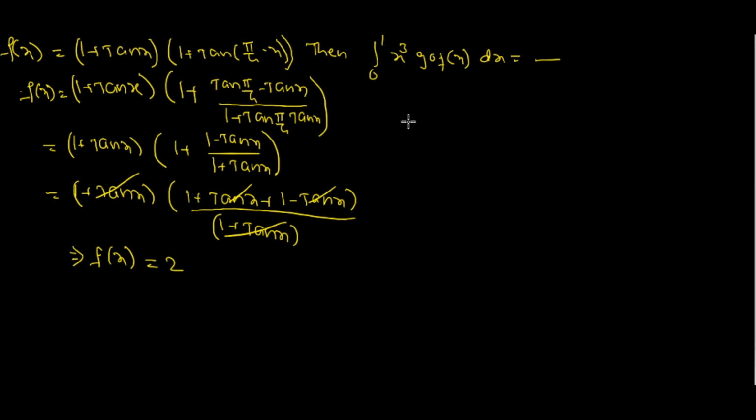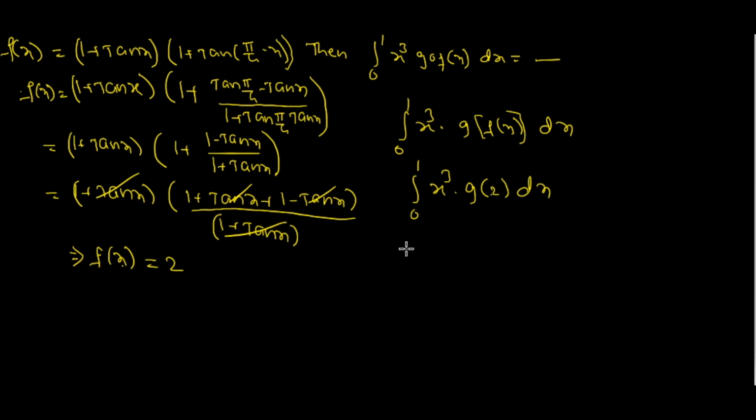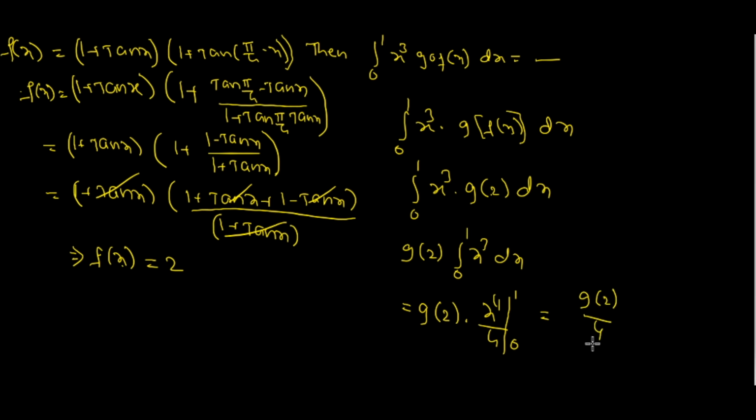So now we find the value of integration of 0 to 1 x cube into g circle f of x, written as g of f of x into dx. Here the value of f of x is 2. Substituting this value in this equation, 0 to 1 x cube into g of 2 into dx. Here g of 2 is constant, that is g of 2 into integration of 0 to 1 x cube into dx. That is equal to g of 2 into x power 4 by 4, upper bound 1, lower bound 0. That is equal to g of 2 by 4.